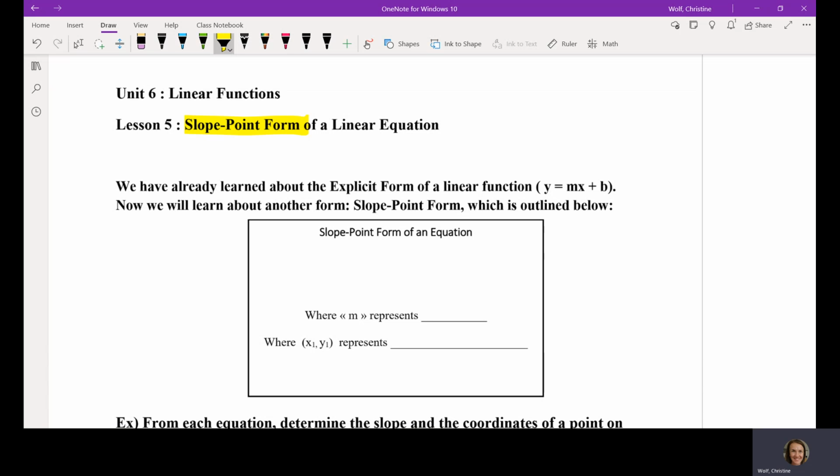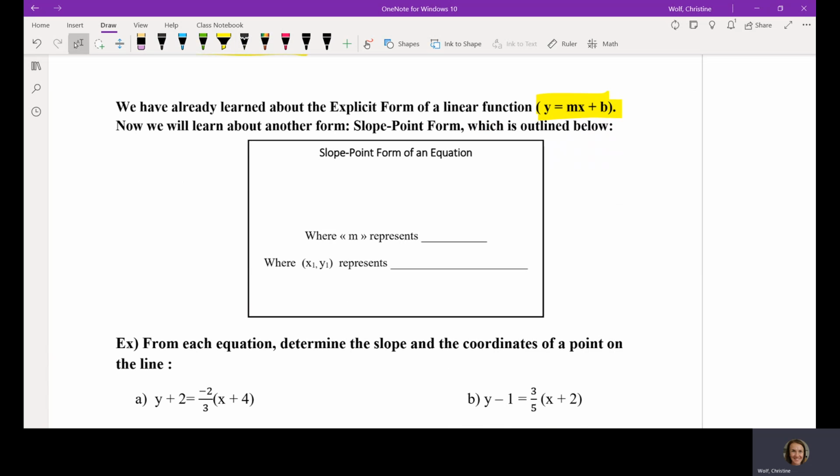We have already learned about the explicit form, or as I call it, the slope-intercept form, and that's y equals mx plus b. Now we're going to learn about another form called slope-point form. The reason it's called slope-point form is because it gives you the slope and a point.